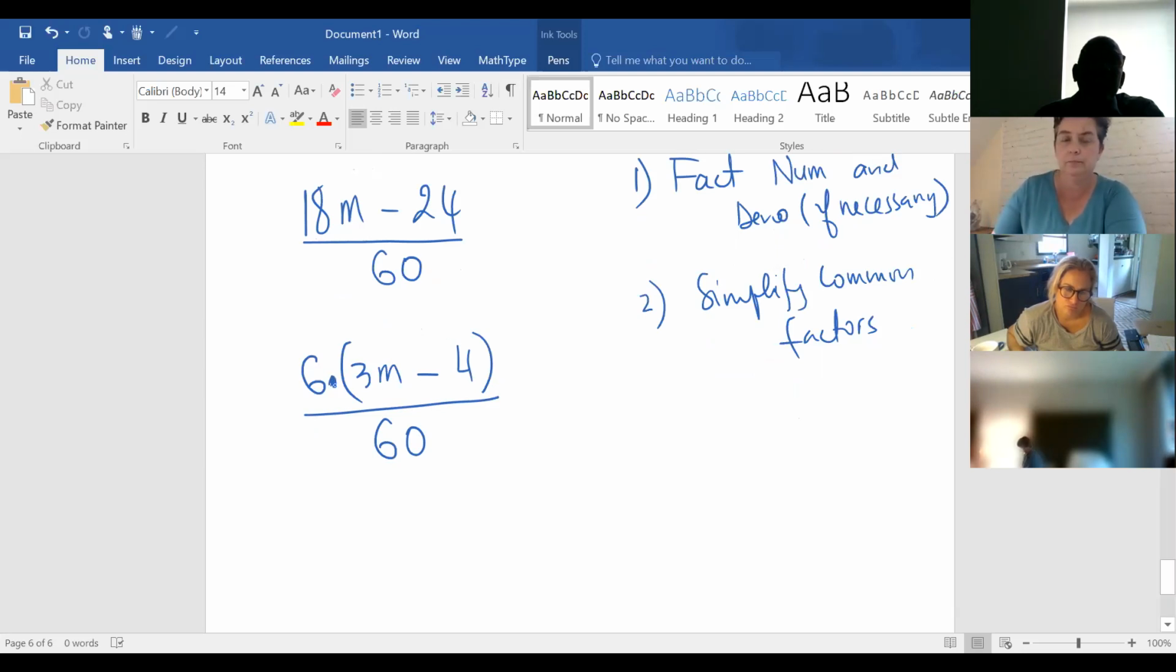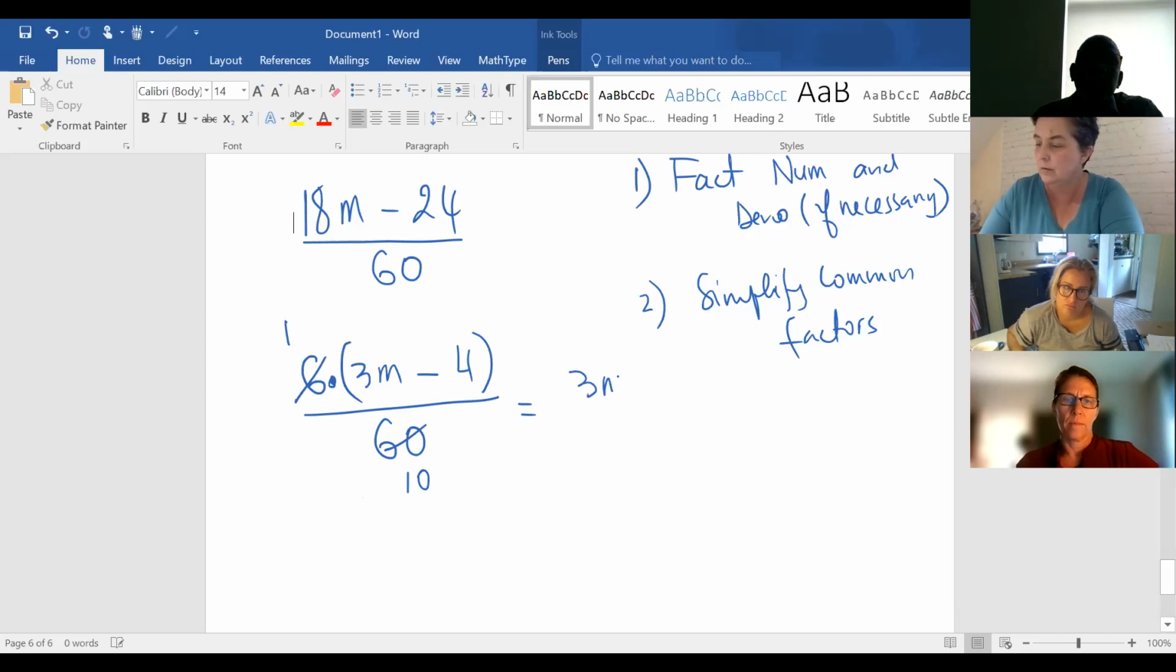For example, I have 6 here, and I have 6 here at the bottom. I can simplify them. When we divide by 6, here it is 1, and here by 6 we get 10. This is 3m minus 4, all over 10.